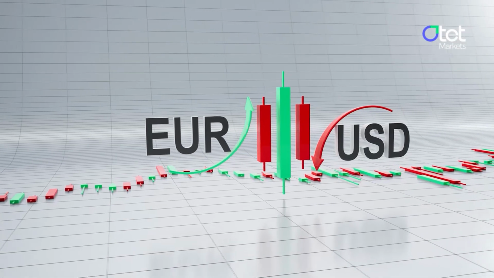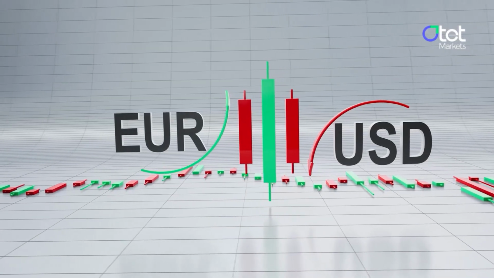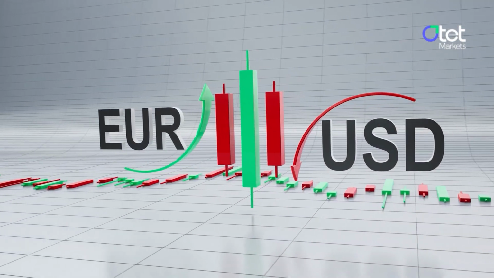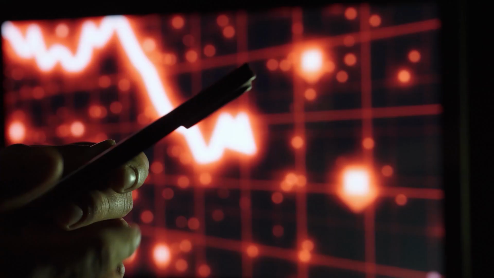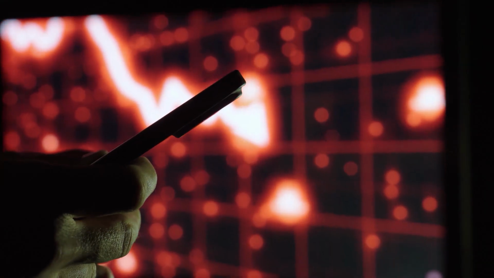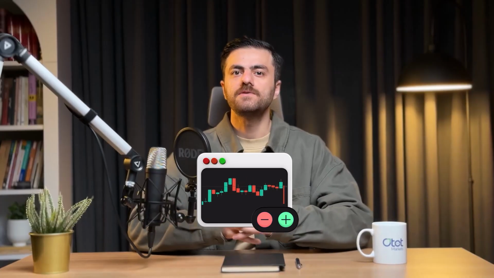The bid price is 1.1000 and the ask price is 1.1002. If you place a buy order, your entry price will be the ask price, which is 1.1002. If you immediately close the trade, the exit price will be calculated using the bid price, which is 1.1000. So even if the market has not moved at all, you can see that your trade starts slightly negative. That difference is the spread.